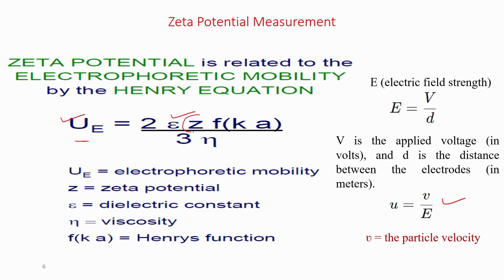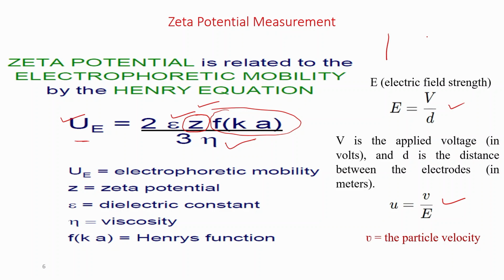Zeta potential we have to calculate, that the instrument will calculate automatically from this equation, and this is the Henry function, and this eta is the viscosity. If we put all these values, then we will be able to know the zeta potential of the particles in the solution. Okay, so this equation I've already explained to you.